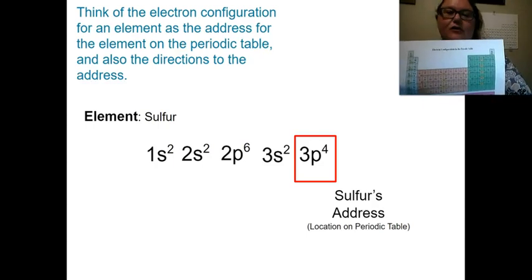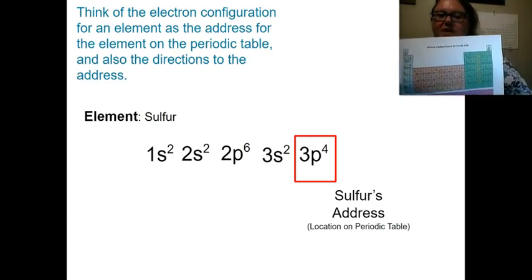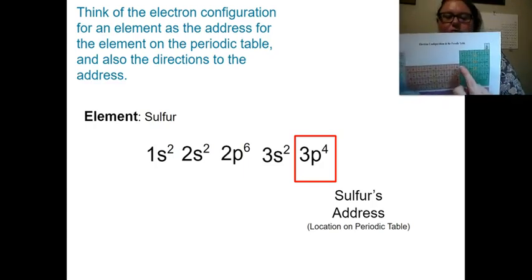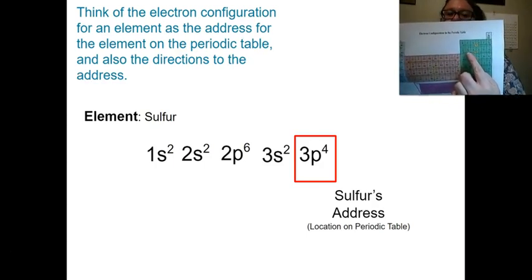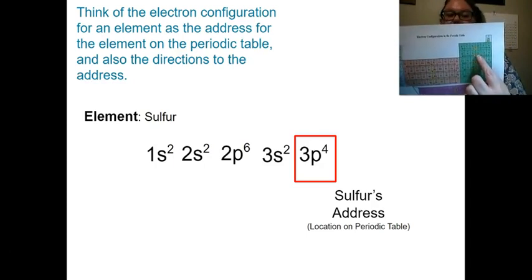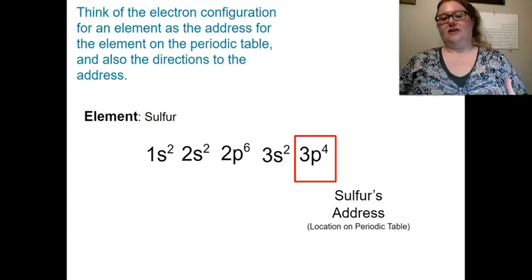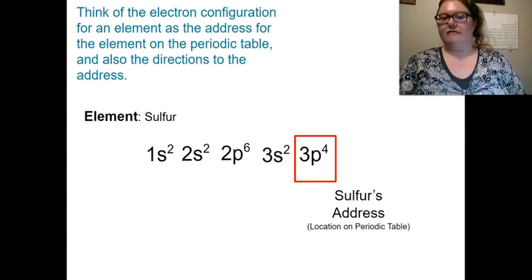So I'm giving you an energy level, 3. That tells me I'm in period 3. The p as a sublevel tells me I'm in this block of period 3. And finally, the superscript of 4 tells me how many boxes in I go. So aluminum would be box 1, silicon would be box 2, phosphorus would be box 3, box 4, I land on sulfur. So we can also use part of the electron configuration, that last part, that ending, to be a location of an element.